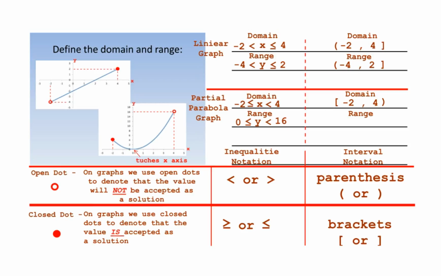The range for our partial parabola graph. Once again, the lowest value that we have is a 0. Highest value that we have is 16 with a comma in the middle. Do remember, this is not a coordinate. This tells us the lowest and highest value for either the domain or the range. In this case, the range. So in this case, 0 is an acceptable solution because I said it barely touches the x-axis. So it takes a bracket. 16 has an open dot. It's not an acceptable solution. So therefore, we have a parentheses.